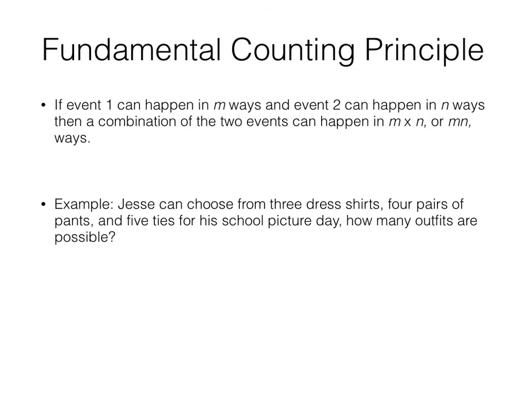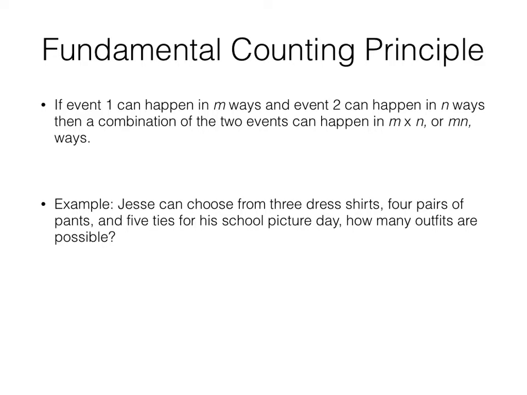But before we do that, let's talk about the fundamental counting principle. The fundamental counting principle states, if event 1 can happen in m ways, m representing a number, and event 2 can happen in n ways, n representing possibly the same, but another number, then a combination of the two events can happen in m times n, or mn, algebraically, ways. So that means we can multiply those two numbers of possibilities to find the total number of possibilities.